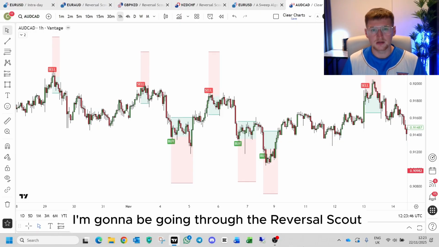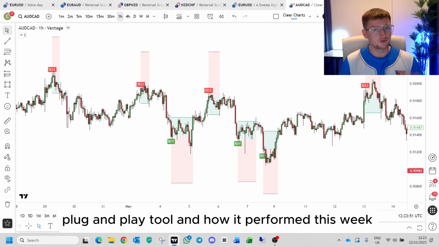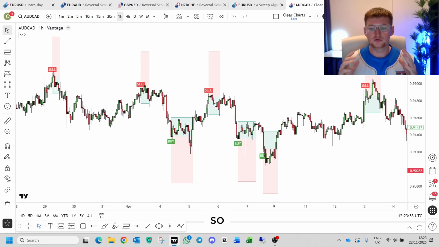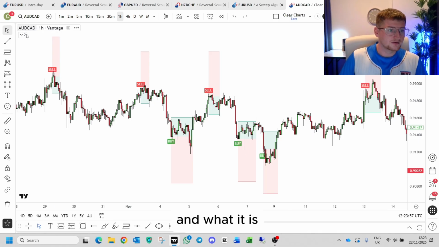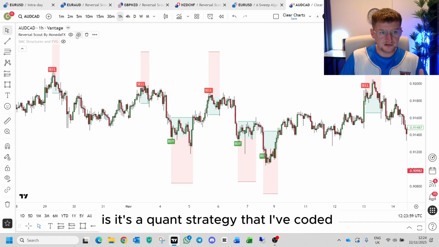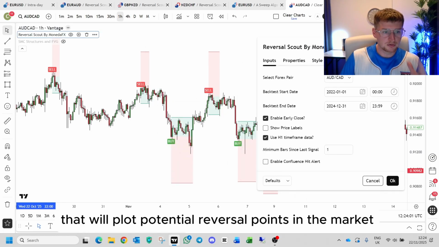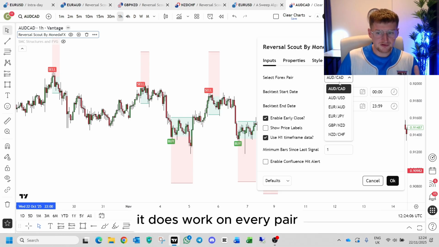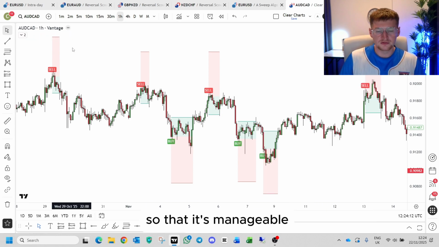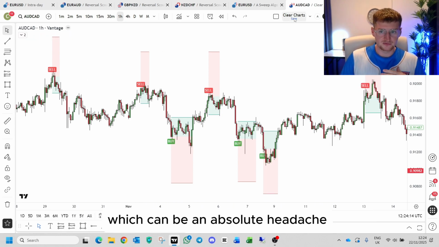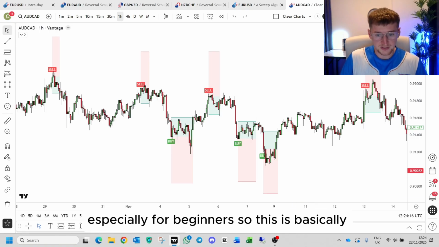In this video I'm going to be going through the Reversal Scout plug and play tool and how it performed this week. So what you're looking at on screen here is the Reversal Scout tool, and it's a quant strategy that I've coded that will plot potential reversal points in the market. It does work on every pair, but I've made this concise into the top 6 pairs to use so that it's manageable rather than trading all 28 pairs, which can be an absolute headache, especially for beginners.